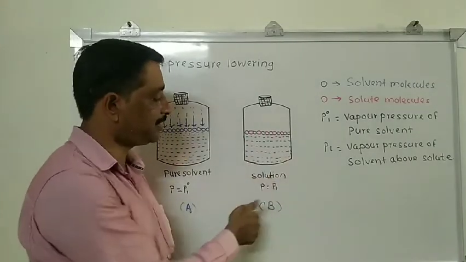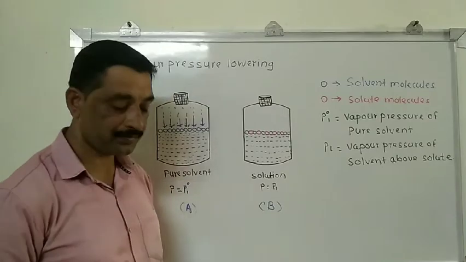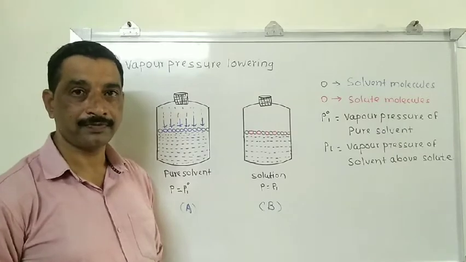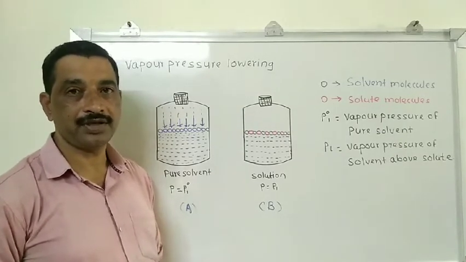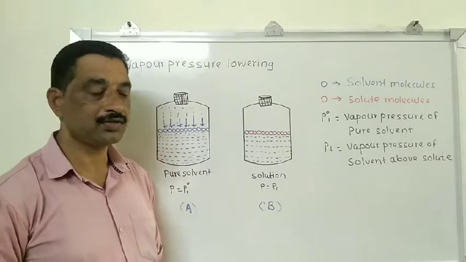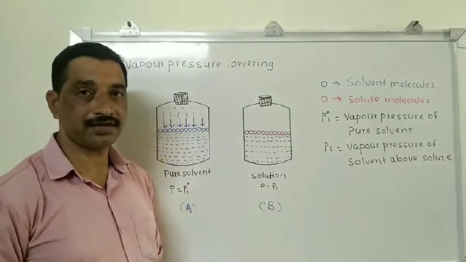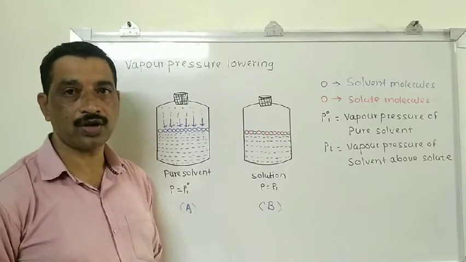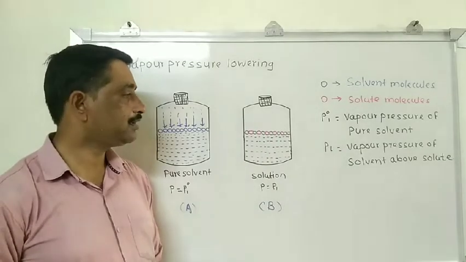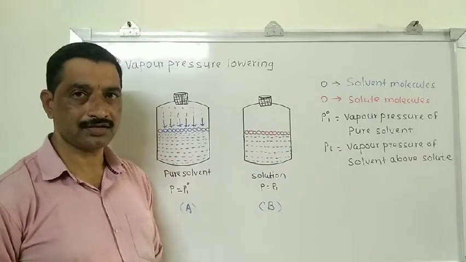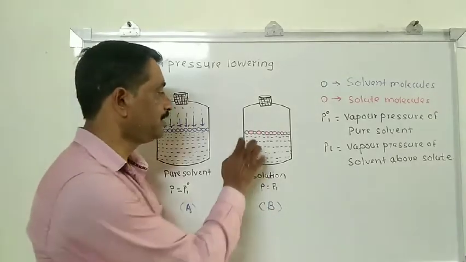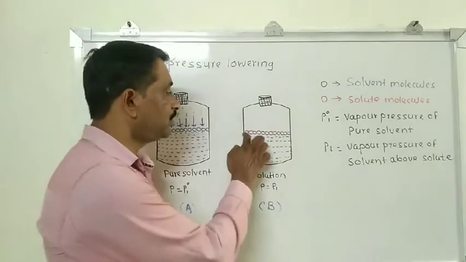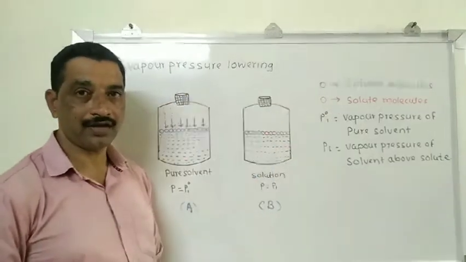The formed solution is shown in figure B. When there is a mixing of solvent and solute particles, then there is a binding between the solute and solvent particles in the solution. There are interactions between the solute particles and solvent particles, and therefore the number of solvent particles present per unit area over the surface is decreased.